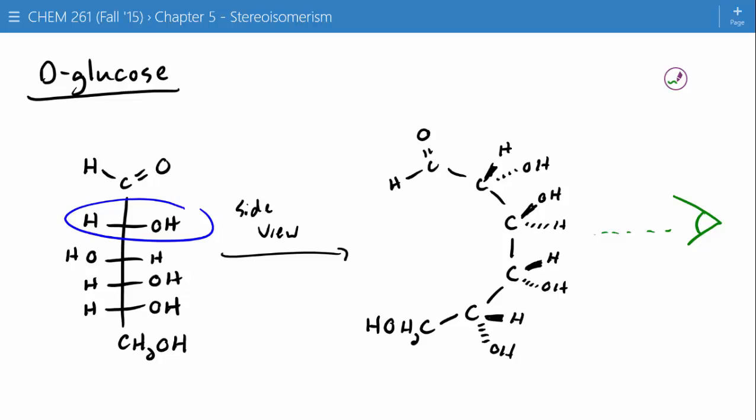So on Sapling, you may have some questions with Fischer projections. We're not going to delve too deeply into it until we get to the carbohydrate chapter, but I did want to present it because it is a valid way of showing stereochemistry.